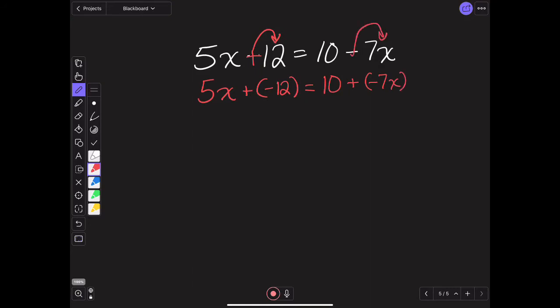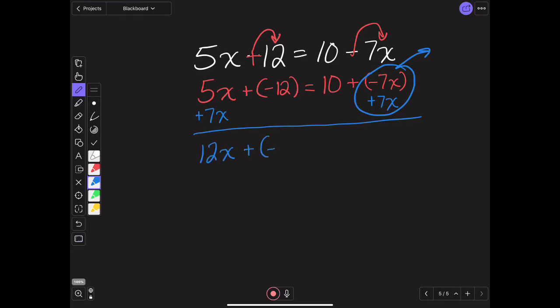Okay, so our first objective is to pick something to get rid of or to move over to one side or the other. What I'm going to do first is get the 7x over with the other x. I'm going to add 7x to both sides. These are very similar to the pawns that we used earlier in the year. This is a pair of zeros, so we're going to yeet that. And so we have 12x plus negative 12 equals 10.